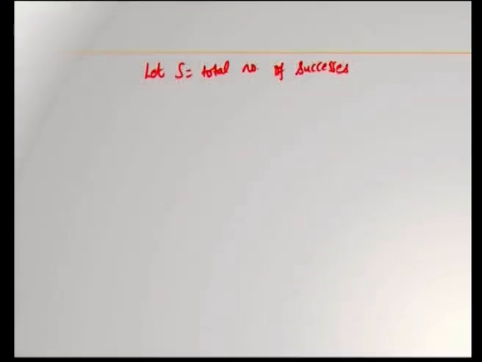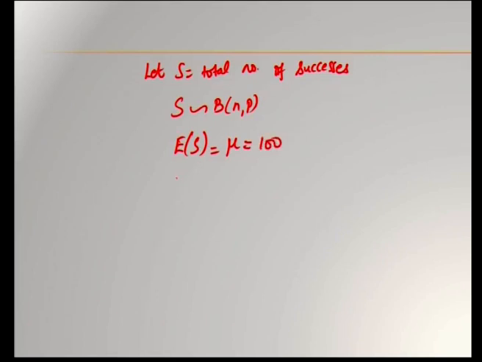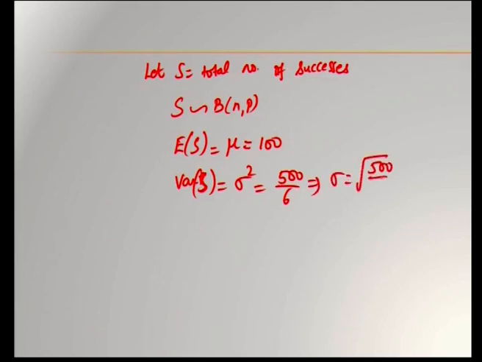Sigma is equal to root of 500 by 6. Let S be the total number of successes. Since S follows a binomial distribution with parameters n comma P, we have just found that E of S is equal to mu, which is 100, and the variance of S is equal to sigma square, which is 500 by 6. So, sigma is equal to root of 500 by 6. After this, we will go ahead with using Chebyshev's inequality. Using Chebyshev's inequality, we have to find the lower bound.